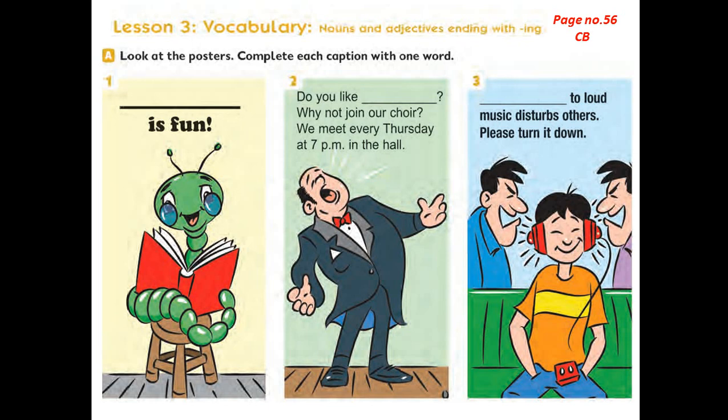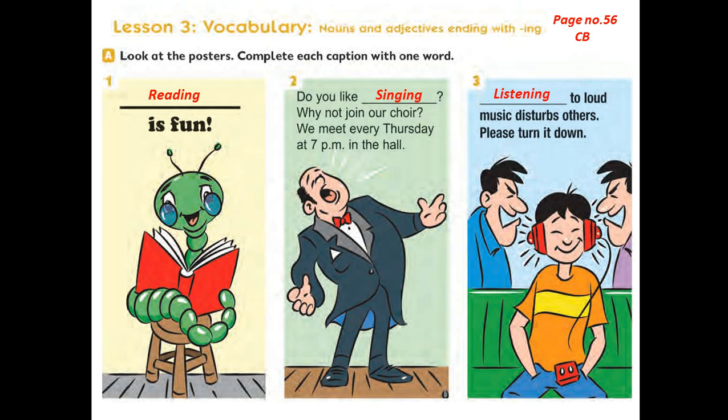What do you see in these posters? Number 1: Reading is fun, or studying is fun. Number 2: Do you like singing? Why not join our choir? We meet every Thursday at 7 p.m. in the hall. Number 3: What do you see in poster 3? Too loud music disturbs others. Please turn down. Listening to loud music. So all these words are nouns ending with ing.